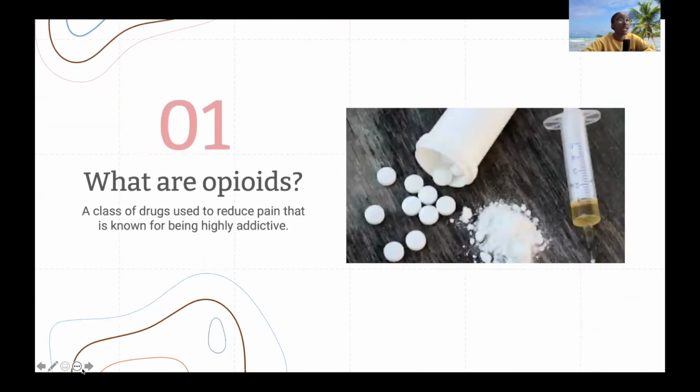So firstly, we're going to be talking about what are opioids. They are a class of drugs used to reduce pain that is known for being highly addictive.